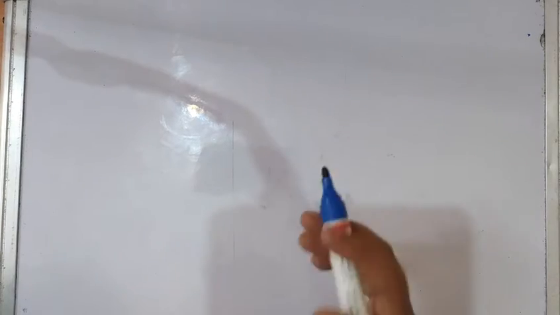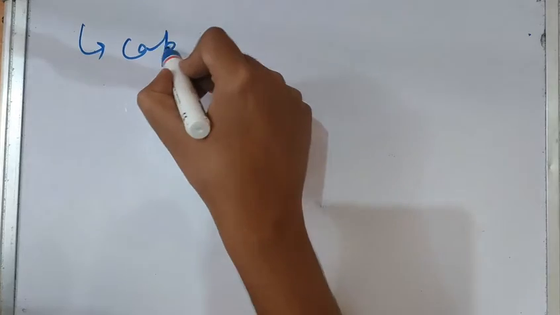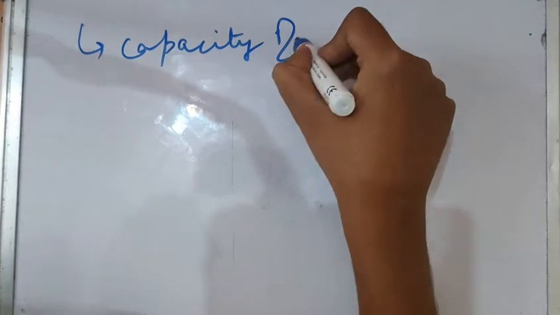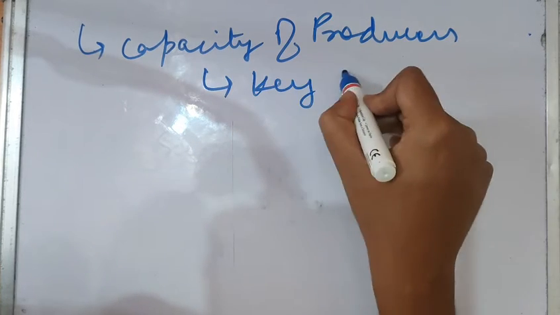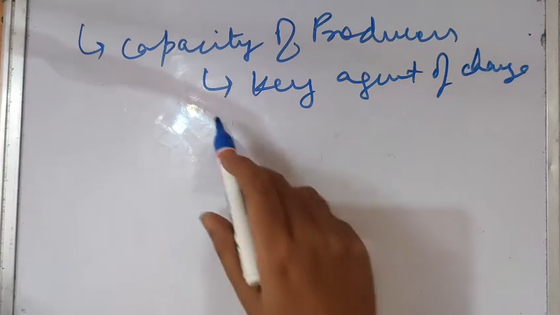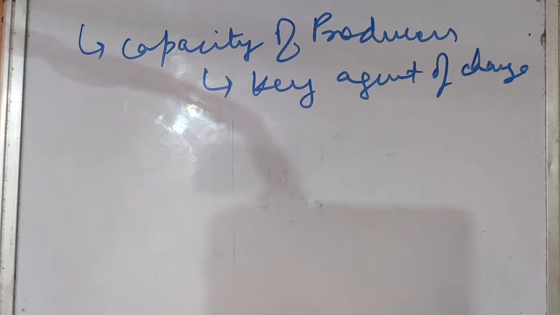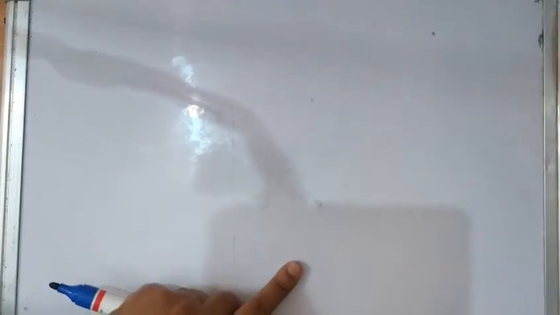It enhances the capacity of producers and communities as a key agent of change. Without awareness in the producers, no change can take place. Without giving knowledge to the farmers, how will they know about the demerits of chemical fertilizers and chemical pesticides? So we need to enhance the capacity of producers.